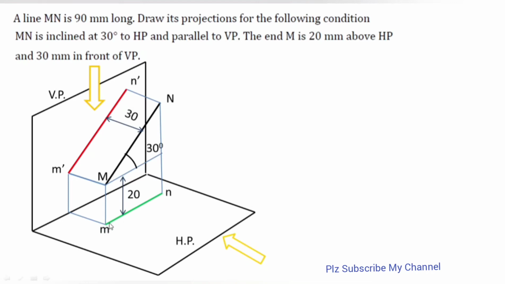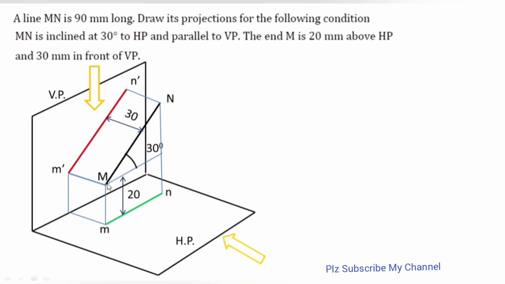You can clearly see that small mn, which is green in color, is getting shorter with respect to 90 mm, and the red color has the same length. So in the front view, my line is inclined to HP at some angle, and it is observed as true length in the front view. So we are going to start with front view first.